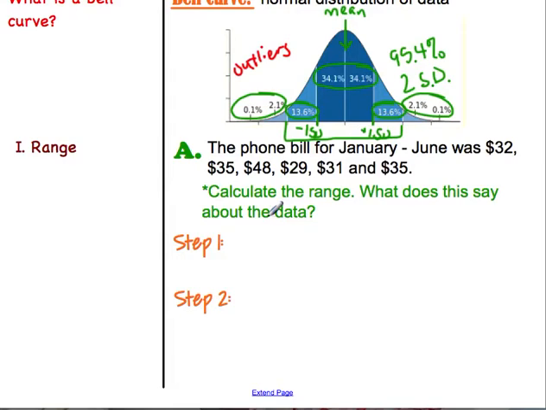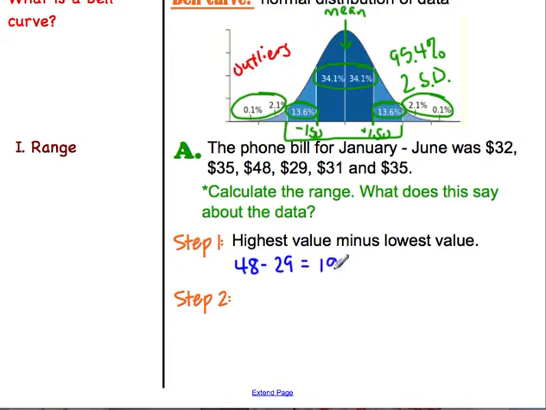We have our phone bill here for January through June with the following prices, and we want to calculate the range and talk about what it says about the data. The first thing we'll do is calculate the range, which, if you recall, is your highest value minus your lowest value. As you can see, this is an example we've done before. So we're going to take our 48 minus our 29, and when you subtract that, you get 19.